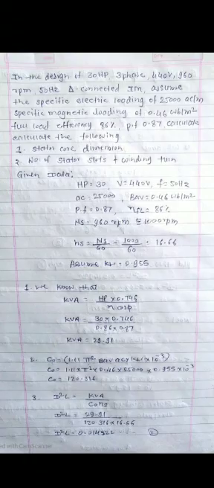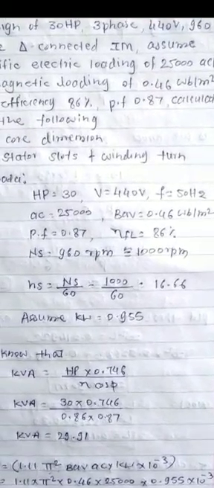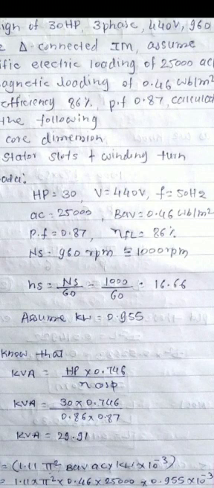The first is the given data. So the given data is HP is equal to 30, voltage is 440 volt, frequency is 50 hertz, AC is 25,000, B average is 0.46, power factor 0.87, efficiency is 86%, and speed is 960 RPM.